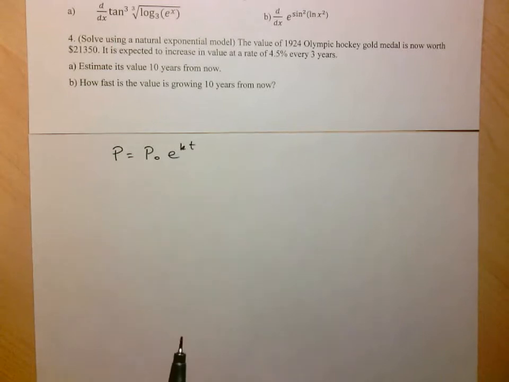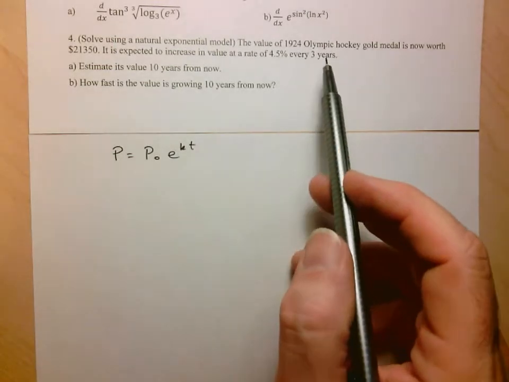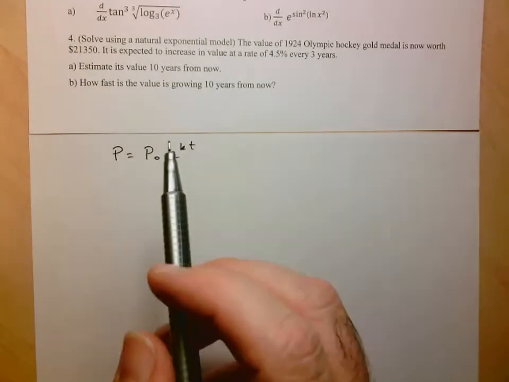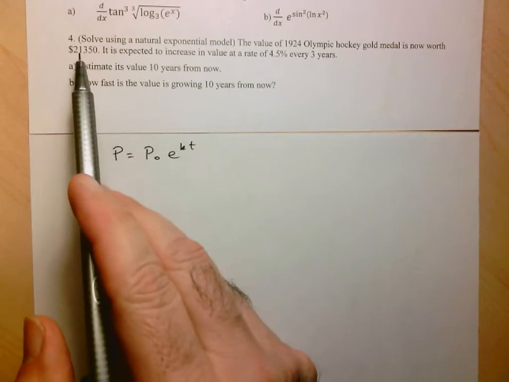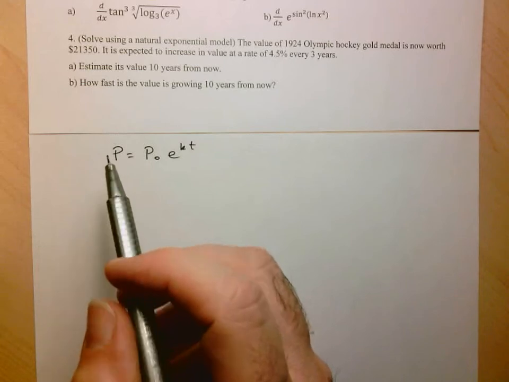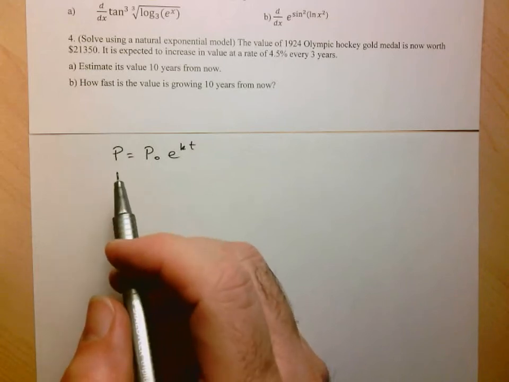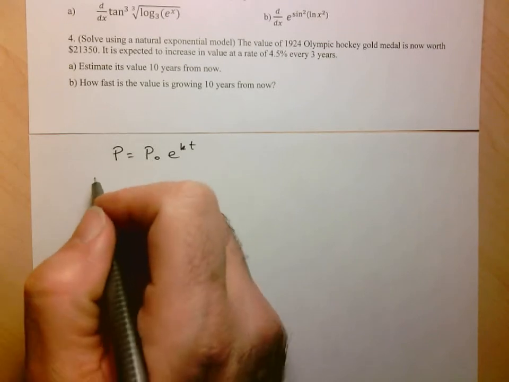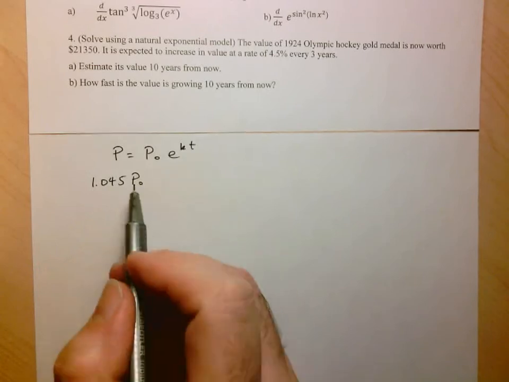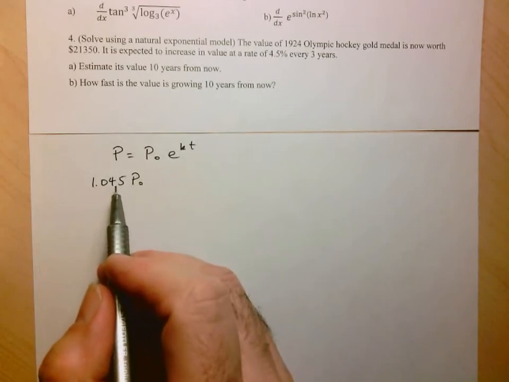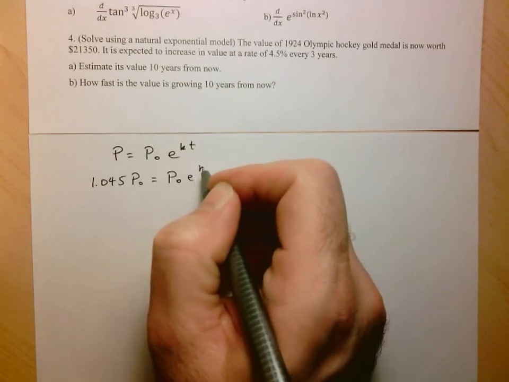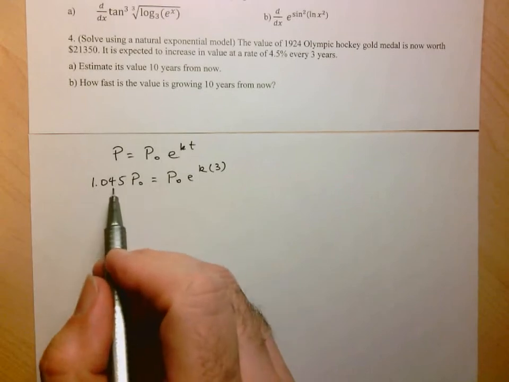Every 3 years the value increases by 4.5%. Now, you're going to notice that I'm going to do this question without specifically using the initial value. If you did, that's perfectly fine, but as we've seen, you don't need to know what the initial value is. I just need to know that after 3 years, the initial value will be 4.5% higher. So if I multiply the initial value by 1.045, that's going to be the value after 3 years. So it's P naught times 1.045 equals P naught e to the k times 3. It takes 3 years for this to occur.